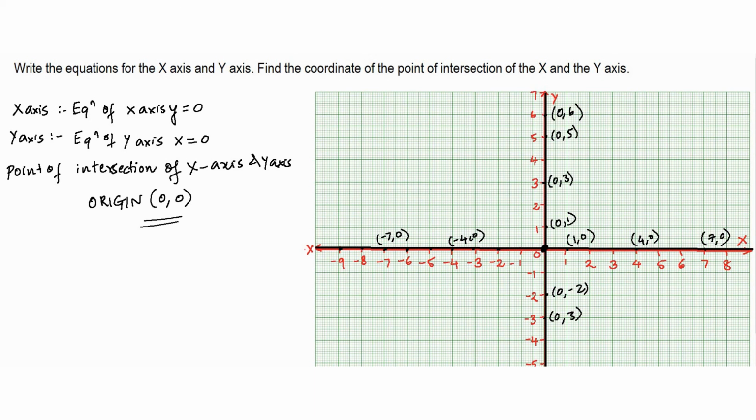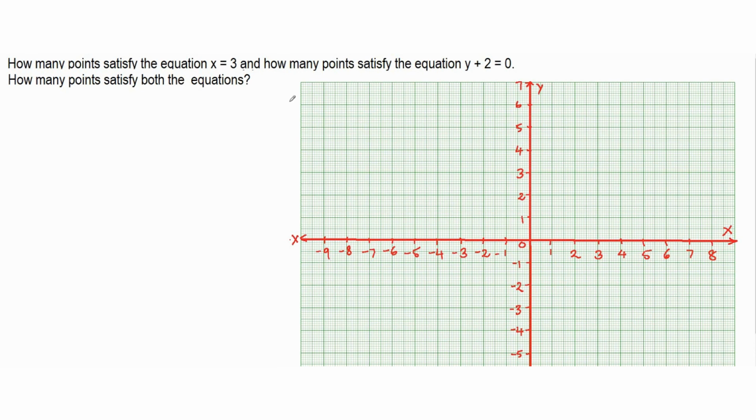Moving on to the next question. How many points satisfy the equation x equals 3? So we have to find all points which satisfy the equation x equals 3. We know that x equals 3 is the line which passes through the point 3, 0. All the points that lie on this line satisfy the equation x equals 3, and hence I can say that there are infinite points that satisfy the equation x equals 3.